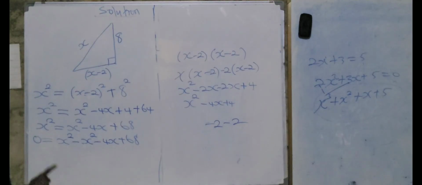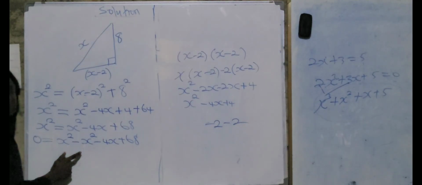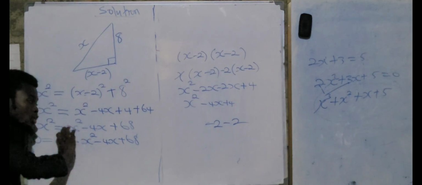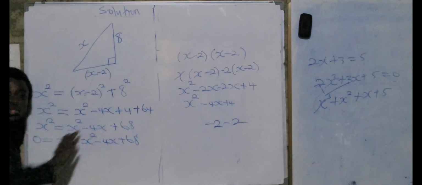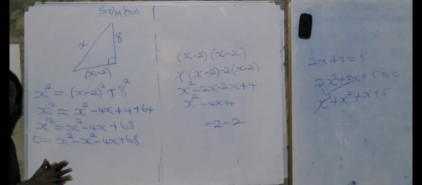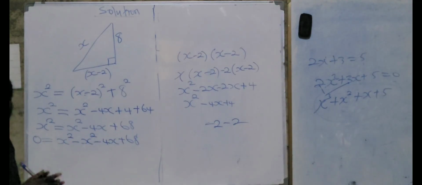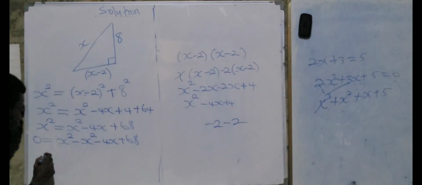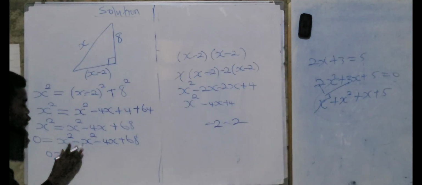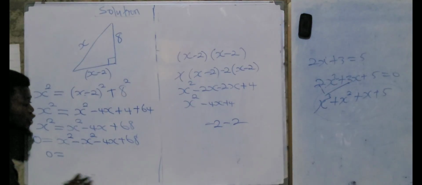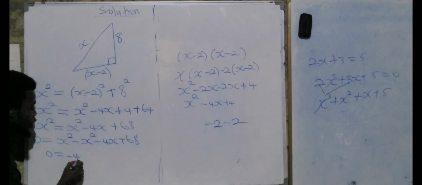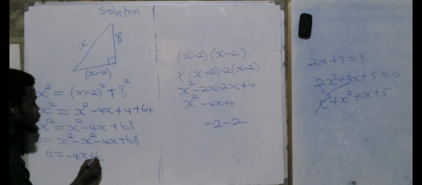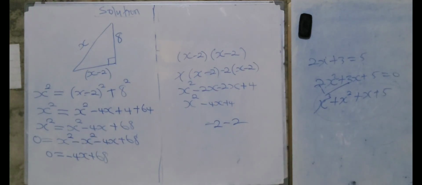But if you observe here, because it jumped the equal sign, it became negative, right? The one that was on the right hand side was positive. So negative and positive, whenever they meet together, what happens? That's what 0 is. So we now have 0 equal to x squared minus x squared, which gives you 0. Minus 4x plus 68.